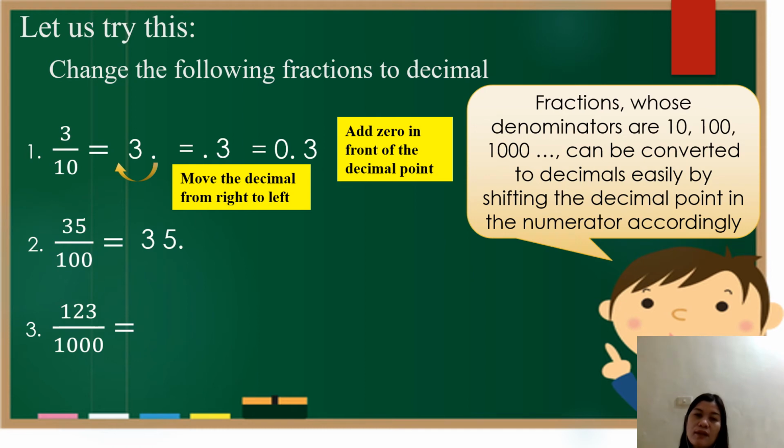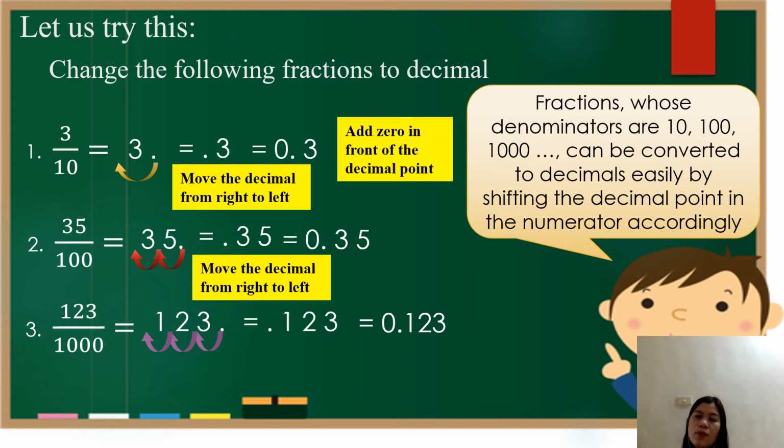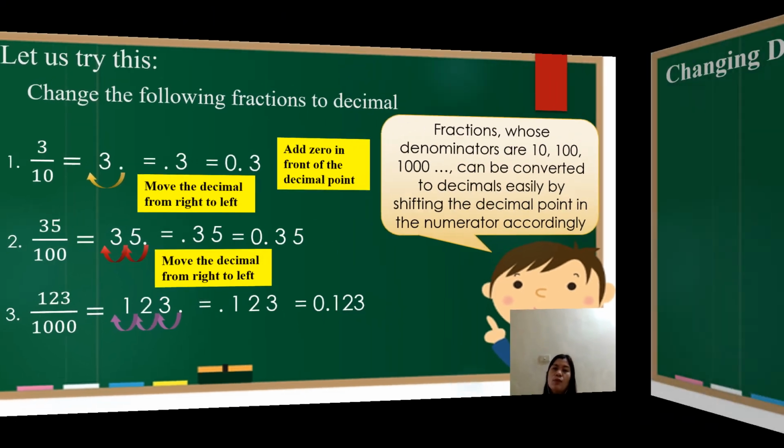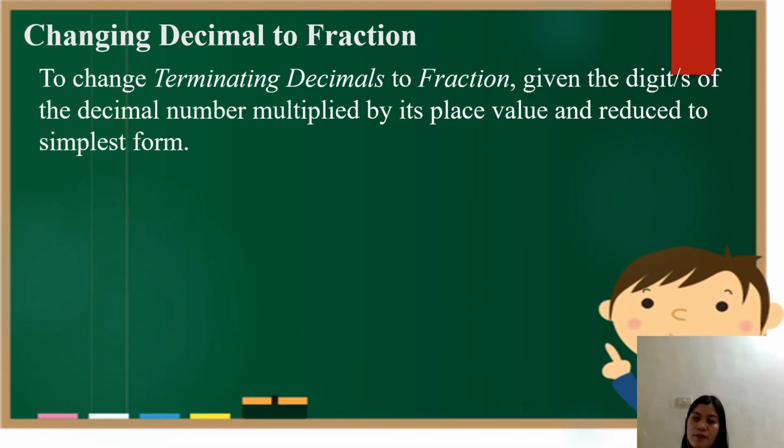Another one is 35 over 100. This one, move the decimal from the right to left. Okay? And then you have 0.35. Then, again, we have 123 over 1,000. We just move 3 places: 1, 2, 3. So therefore, our answer is 0.123. Just write 0 in front of the decimal point. That is 0.123.